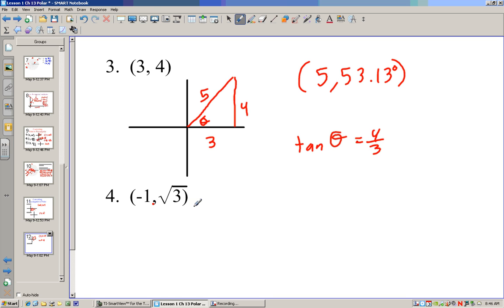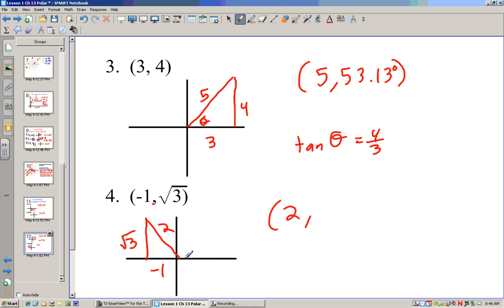And this one, we go 1 to the left, root 3 up. My hypotenuse is going to be 2. So my R value is 2. This is a 60-degree angle, so it'll be 120 degrees from the initial side. All right, and that is your first day of polar coordinates.